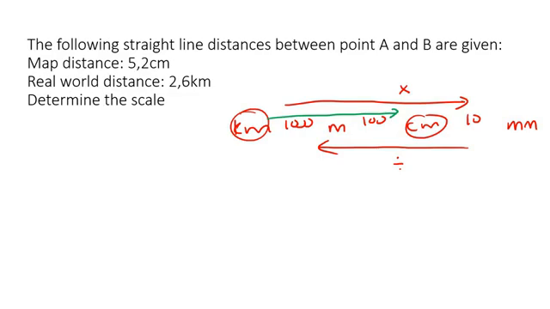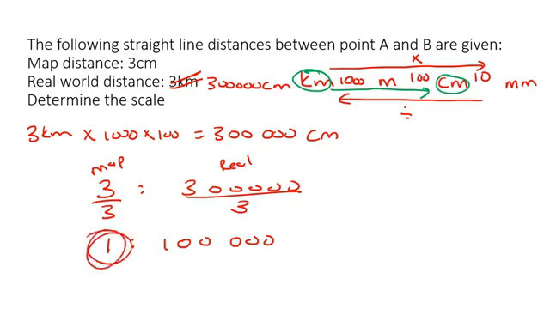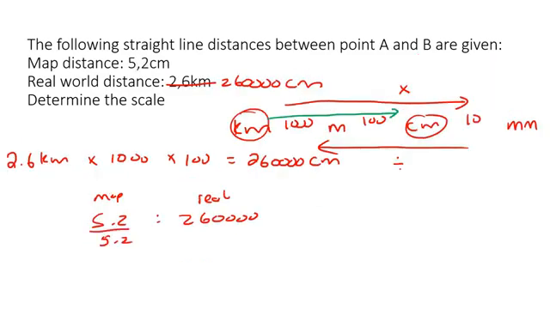So we'll take the real-world distance of 2.6 kilometers, and we will multiply that by 1,000, and then by 100, and that'll give us 260,000 centimeters. Okay, so now we have centimeters for both, and so now we can put them next to each other. 5.2 and 260,000. Like that. Now remember, this is your map and this is your real. So to get a map scale, remember, as we've seen, you always want to end up with a 1. So you divide this by 5.2 and then what you do to that side, you do to this side, and so you end up with a 1 over here, and then this side would be a 50,000.